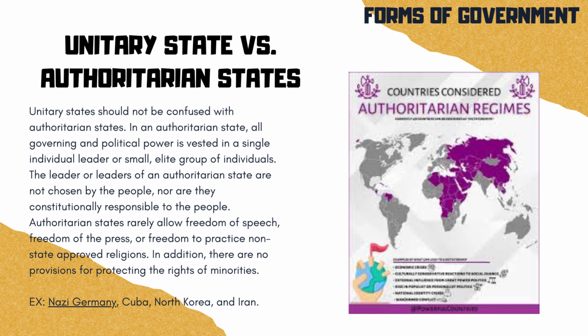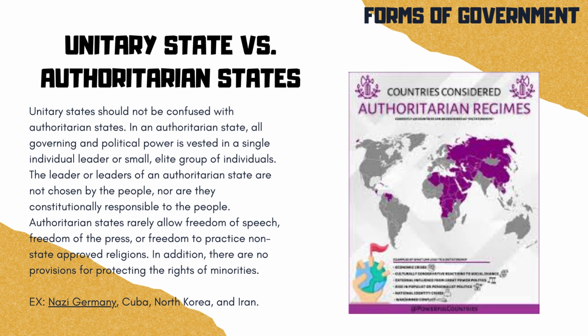So, in a unitary state like the UK, the government in London makes national laws, but citizens still elect leaders and there are checks and balances in place. In authoritarian states like North Korea, Kim Jong Un has complete control, there are no real elections, and people have no say in their government at all.